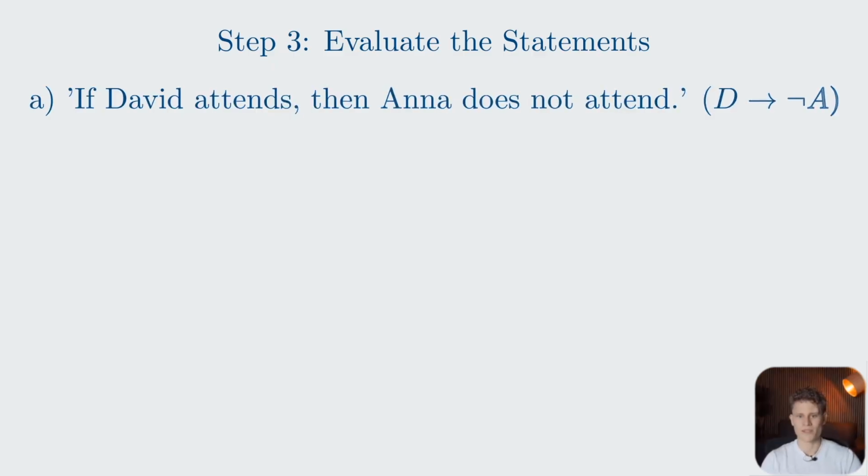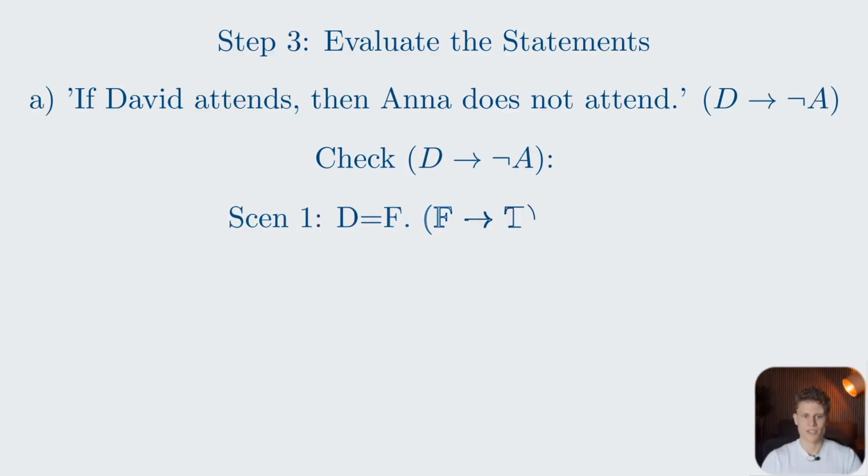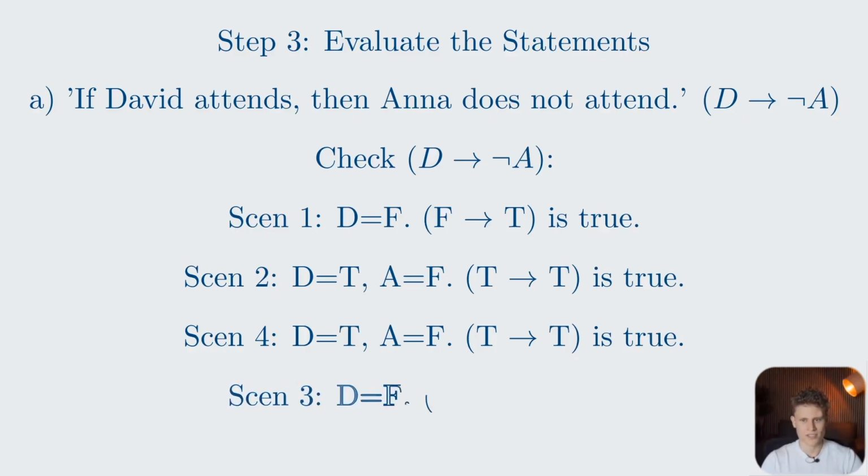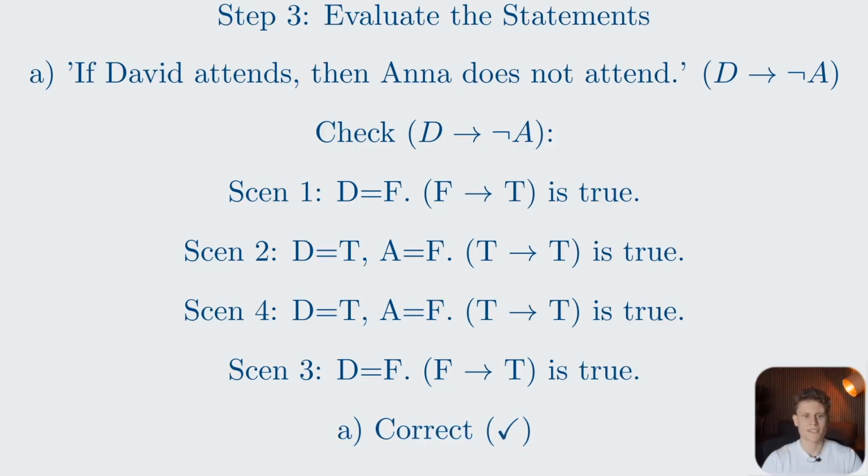Let's start with statement A. If David attends, then Anna does not attend. In logic, this is D implies not A. We need to check every row in our table. In scenario 1, D is false, so D implies not A is true. In scenarios 2 and 4, D is true, and in both cases, A is false. True implies true is true. In scenario 3, D is false, so again, the implication is true. Remember the truth table. Since D implies not A holds in every scenario, it must be true. So statement A is correct.